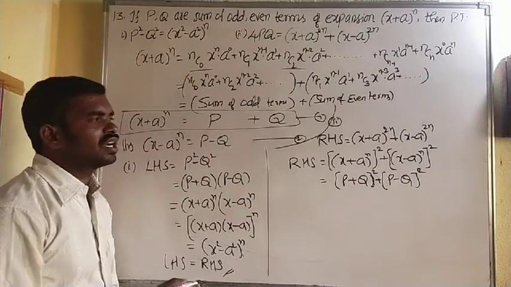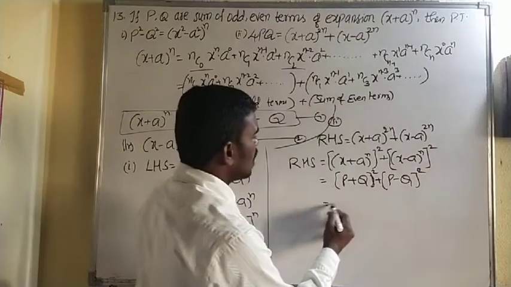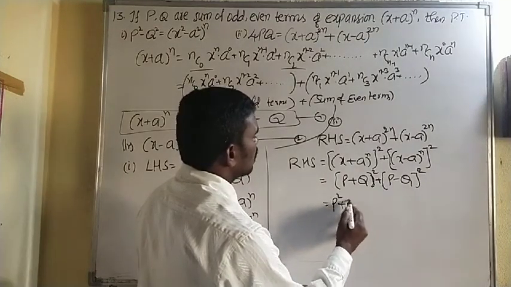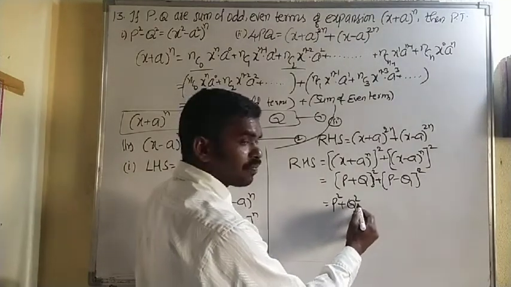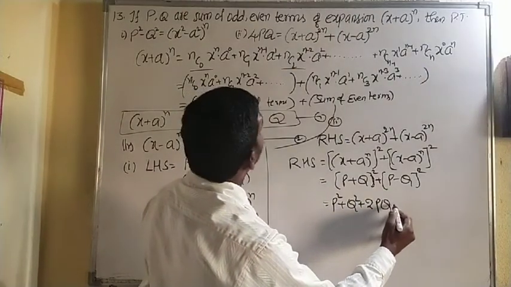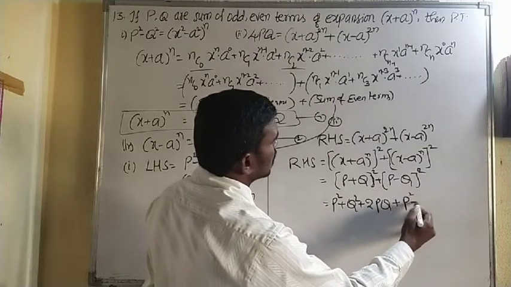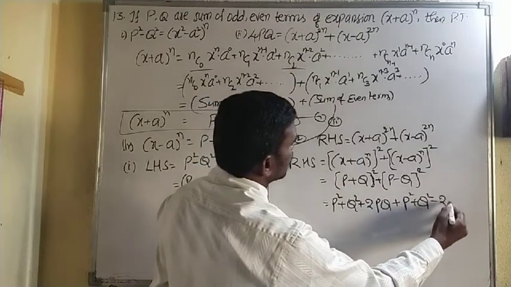Simplify this, what do we get? Automatically we get 4pq. Am I right or not? Check it. (a plus b) whole square, a square plus 2 b square plus 2ab, and plus a square plus b square minus 2ab.